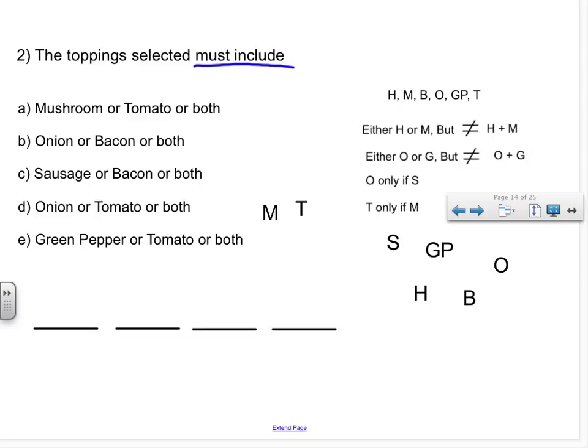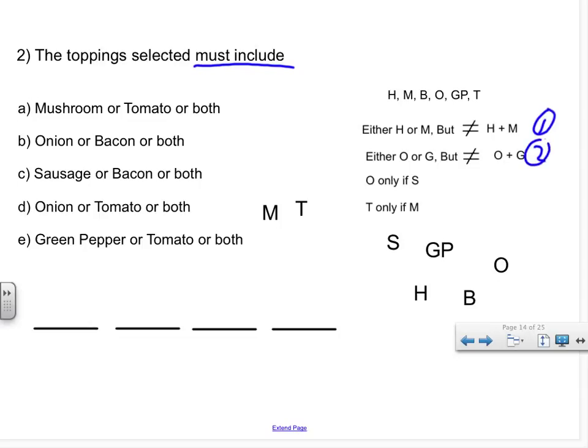And I'm going to see if I can make a pizza without breaking any of the 4 conditions. So again, this was condition 1, condition 2, condition 3, and condition 4. So let's try. I've got H. I know I need either O or G, so let's try O. O only if S, so I'll put S in. And let's try B.